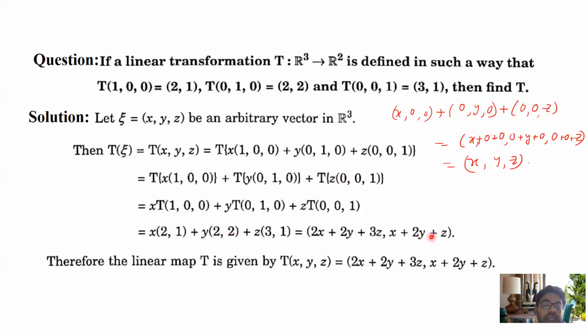So from it is clear that zeta is an arbitrary vector. So T of x, y, z is equal to 2x plus 2y plus 3z, comma x plus 2y plus z. So this is a linear transformation, that is T, a linear mapping, transformation or mapping.